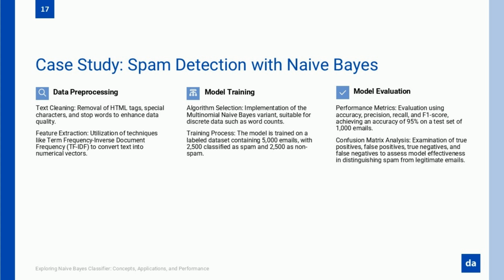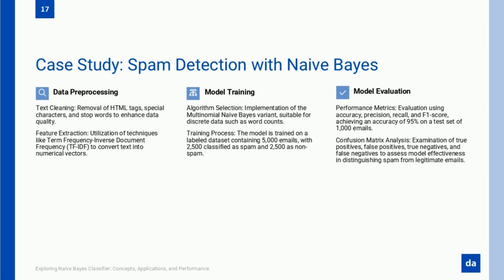Once the data is cleaned, feature extraction techniques like term frequency-inverse document frequency, TF-IDF, are applied. TF-IDF converts text into numerical vectors, giving more importance to words that appear frequently in a document but are rare across the dataset. This ensures that words unique to spam emails, like "prize" or "win," carry more weight in classification.